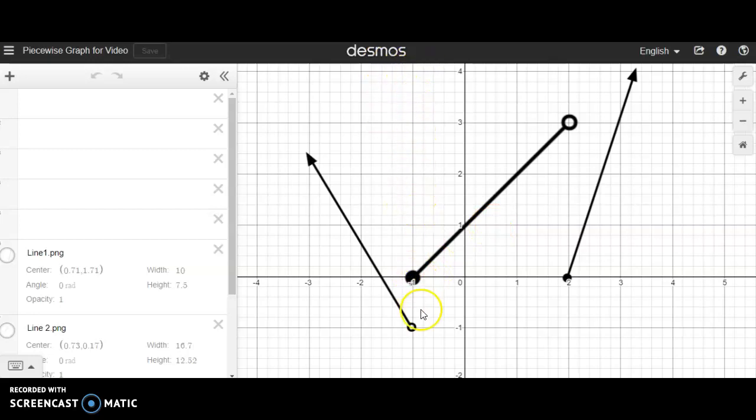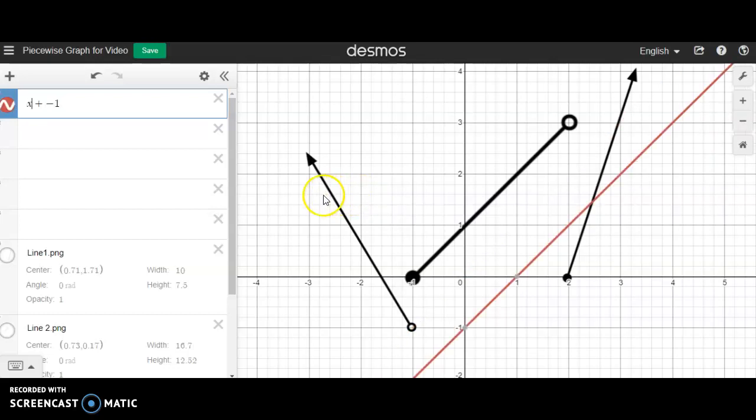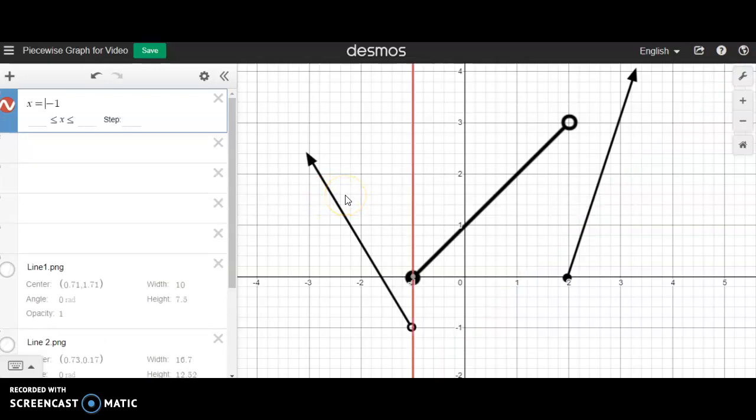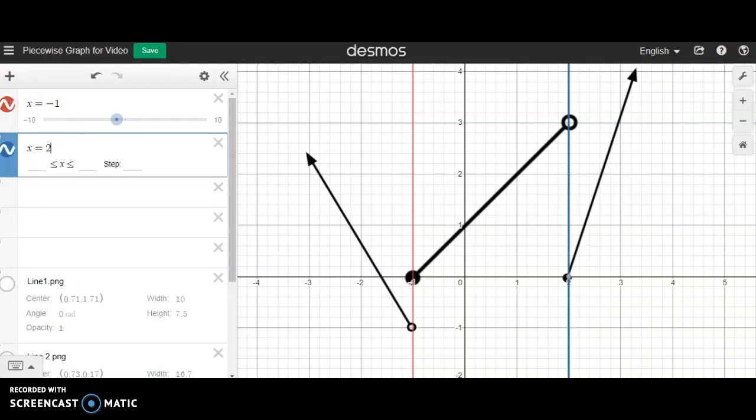So this cutoff point right here is at x equals -1. Whoops, didn't get an equals on there. X equals -1. You see how that cuts that point off right there. You leave this old graph and you start this new one. The next cutoff point is at x equals 2. And that right there is also a cutoff point. Okay, you leave this graph and you start the new one.